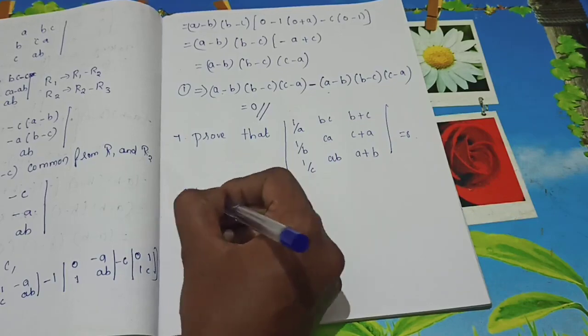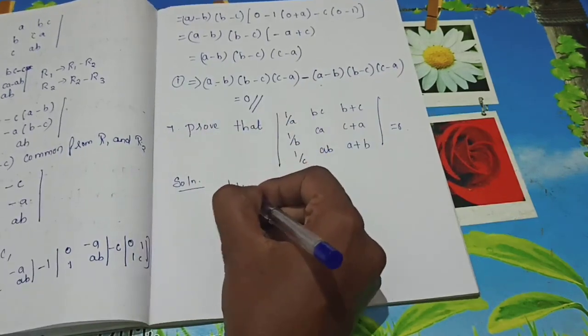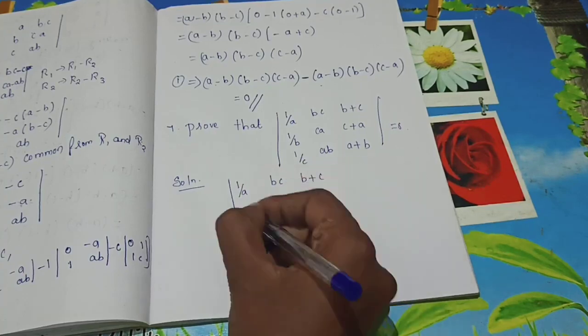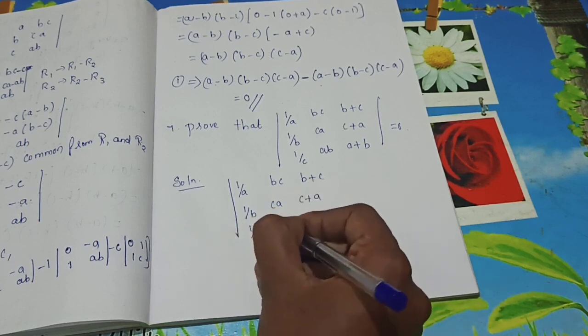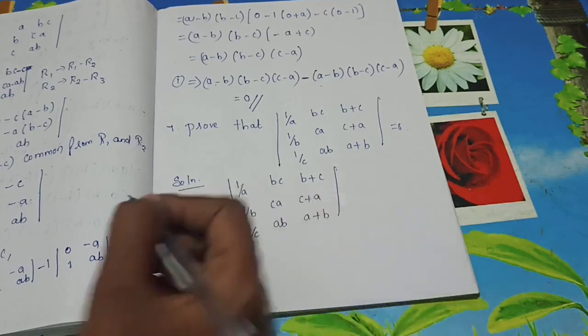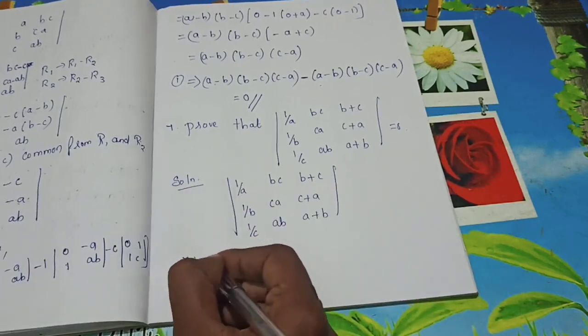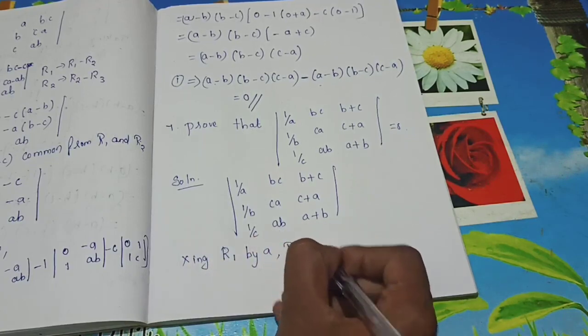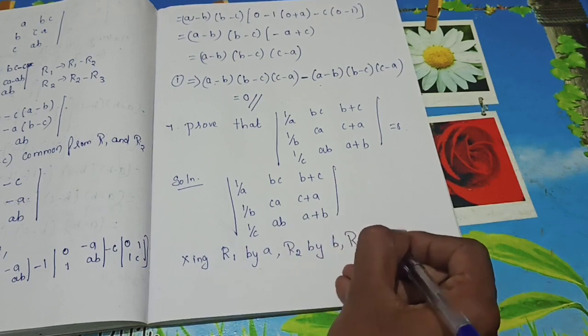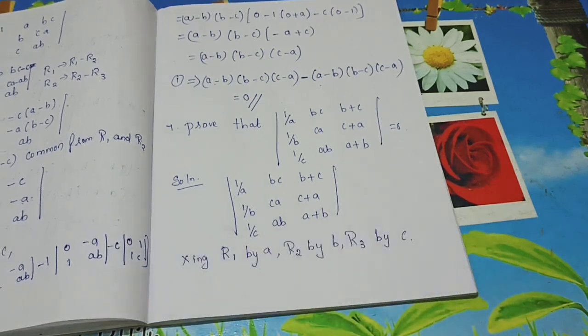Okay, solution. So first I am going to take this one: 1/A, BC, B plus C; then 1/B, CA, C plus A; then 1/C, AB, A plus B. What we are going to do is multiply R1 by A, then R2 by B, R3 by C. Multiplying R1 by A, R2 by B and R3 by C respectively, and we are going to divide the determinant by ABC.